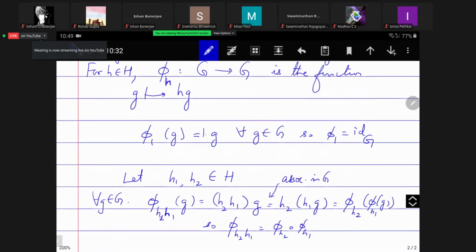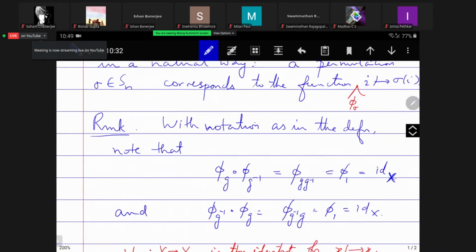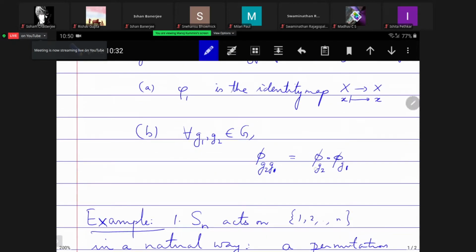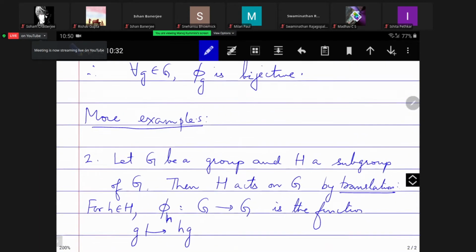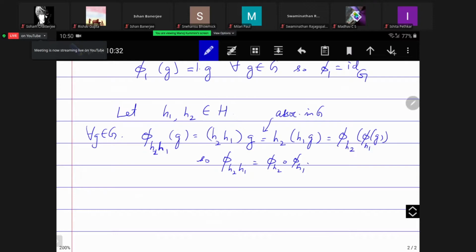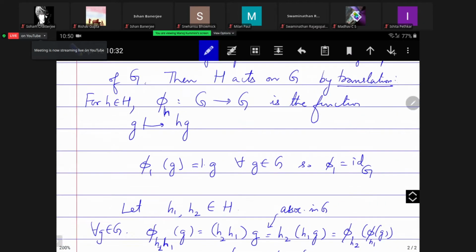And this checks the two conditions we needed to show: that phi of 1 is the identity map, and phi of a product is the composite of phi's in the same order. Phi of G2, G1 is phi of G2 composed with phi of G1. So we check that for this thing. That's the case. Sorry, initially I wrote G goes to G times H, but there's an issue. It can be fixed, but it's easier if you just do it this way. Any questions on this example?